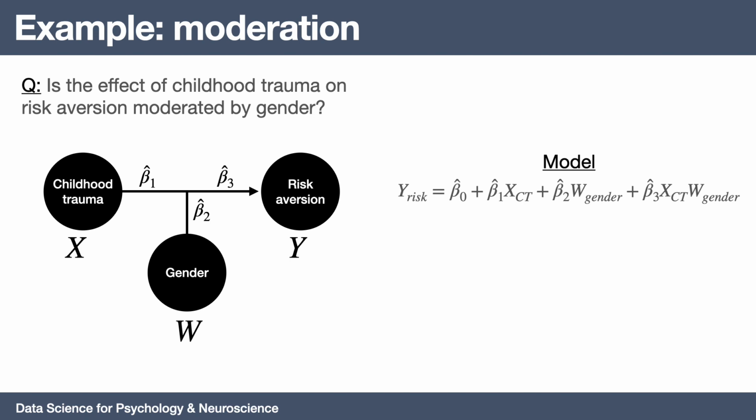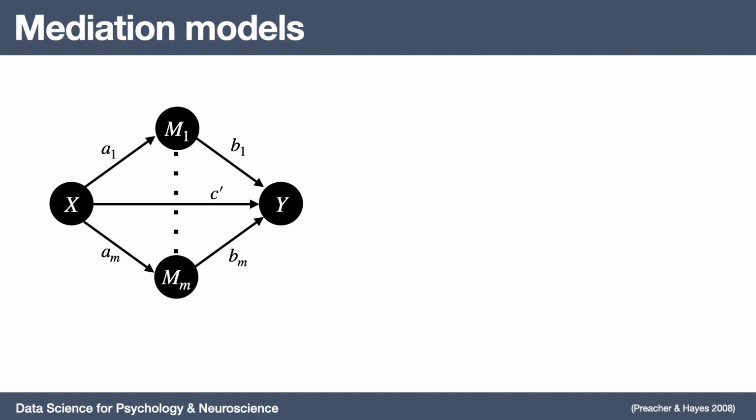Now moderation is much different than mediation. In the moderation context, W just changes the gain on a relationship between X and Y. In the mediation context, what you assume is that there are variables, we'll call them M, that mediate or causally influence the relationship between X and Y. So here I'm showing a multiple mediator model where I have mediator variables 1 through M. And each mediator variable allows for X to influence Y, but the relationship that X has on Y through that mediator is determined by the presence of that mediator. X can also have its own relationship with Y, shown here with that C prime pathway.